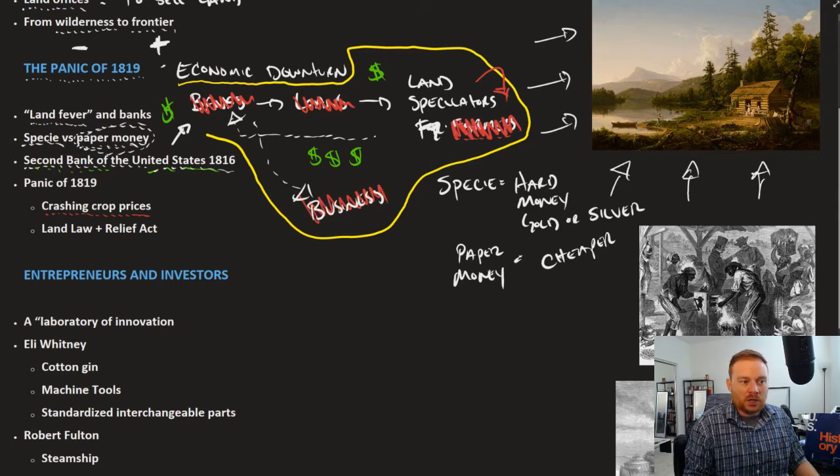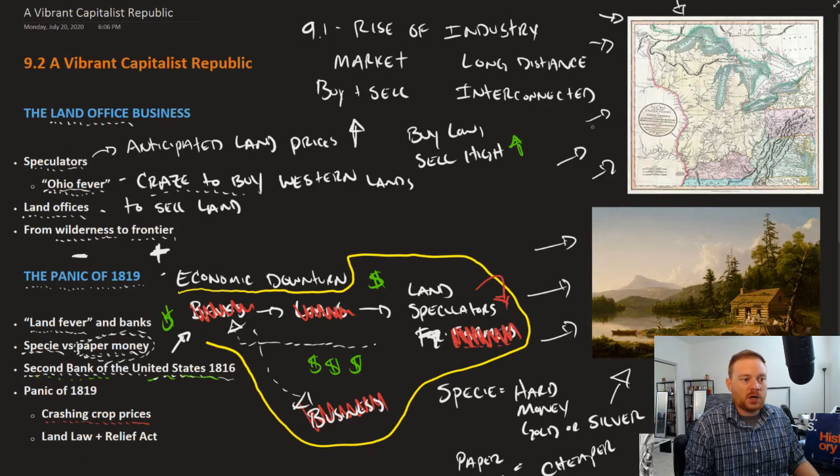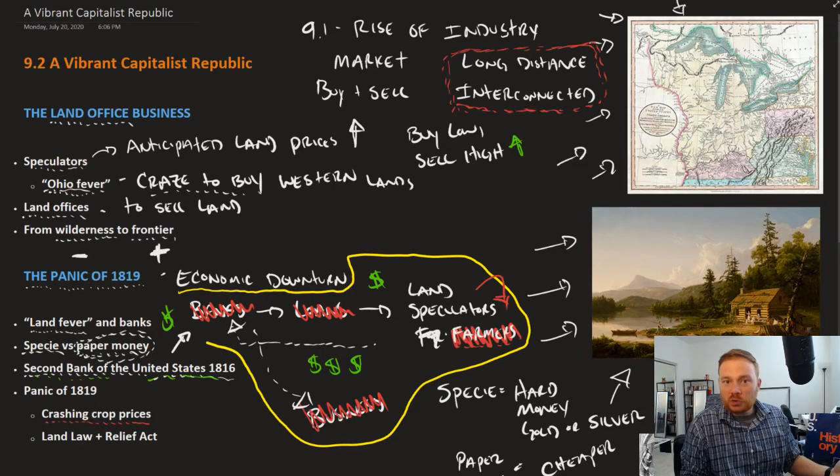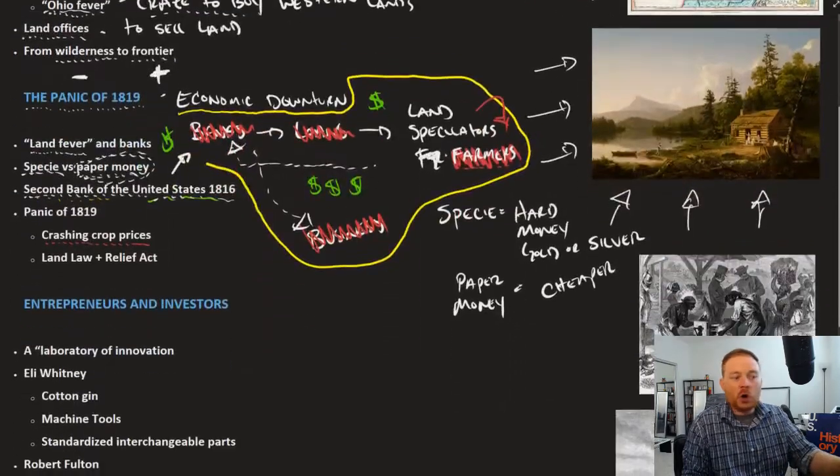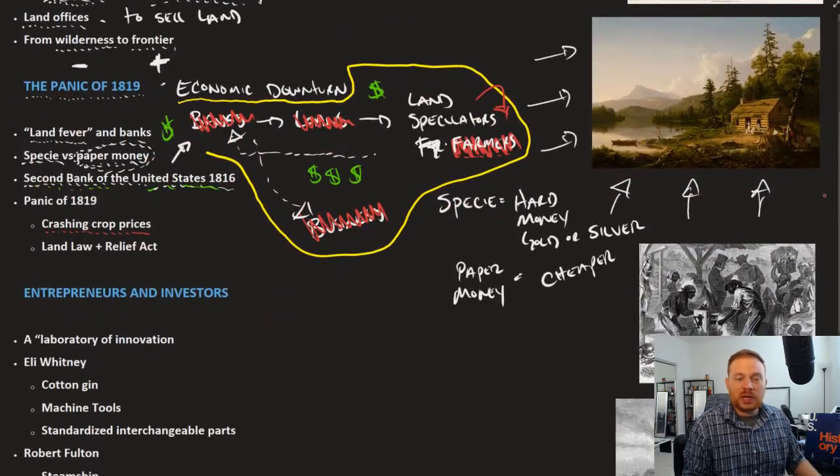And so when we talk about this point about the U.S. economy being much more interconnected and long distance than it ever was before, you can begin to see the ripple effect that something like a crashing crop price could affect pretty much all of American businesses. And that's what happens. Banks failed. Businesses failed, the price of land plummeted, farmers couldn't pay back their loans.